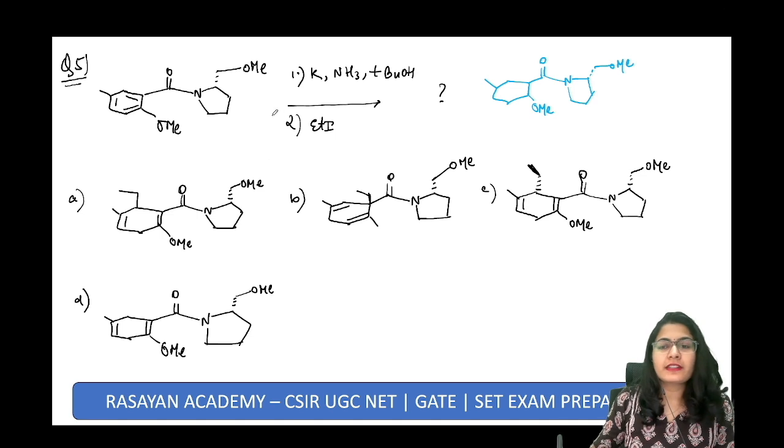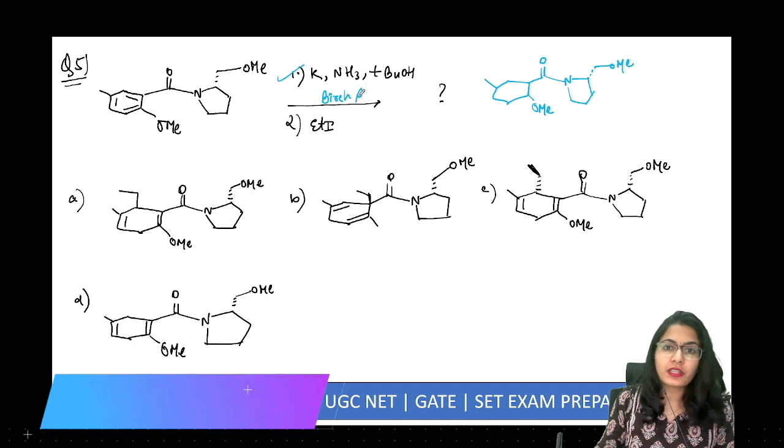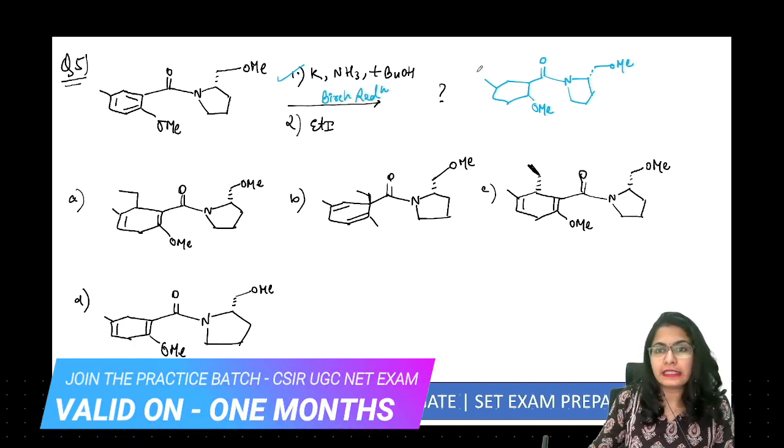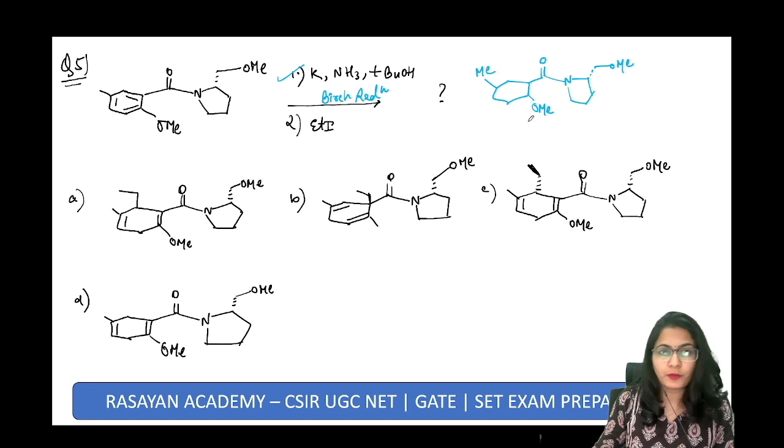Alright, so you must have figured out, guys, it's a very simple one. The first one is nothing but Birch reduction. In the Birch reduction, you know that these are electron donating groups, and this carbonyl over here is an electron withdrawing group. So what is going to happen?